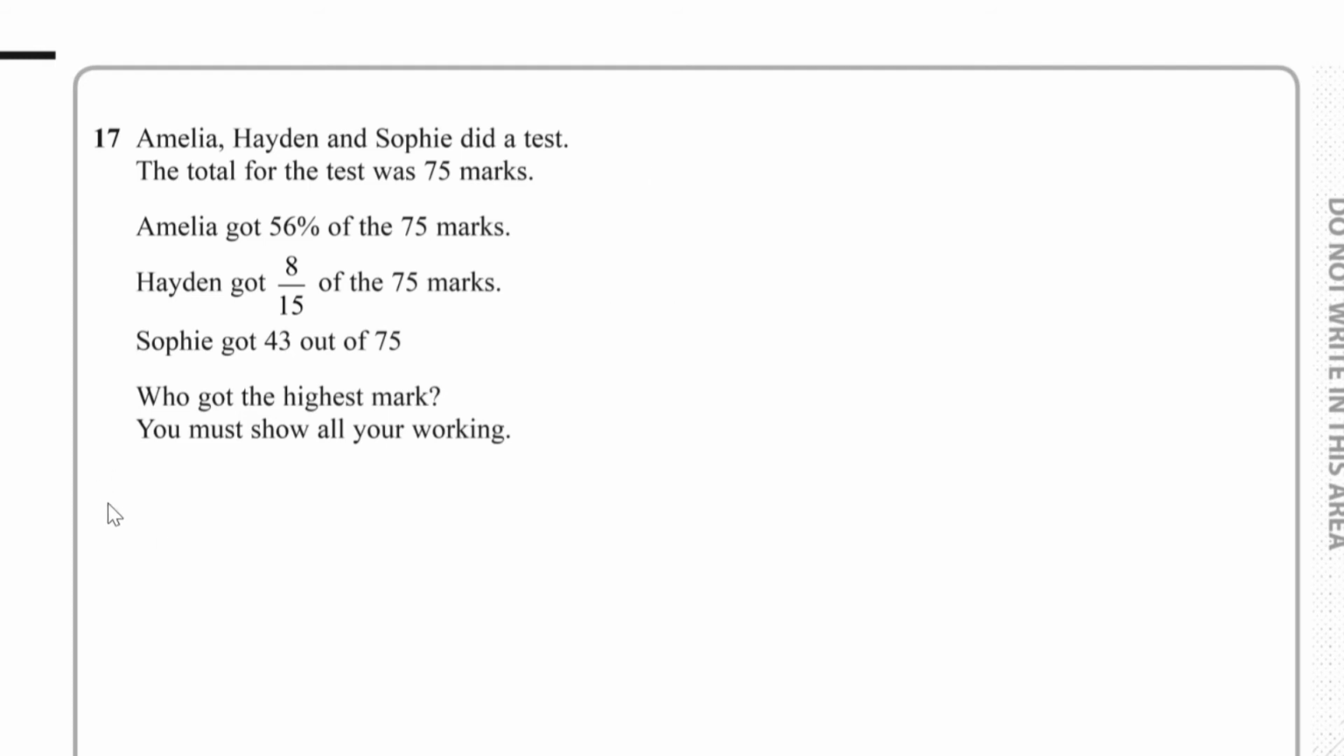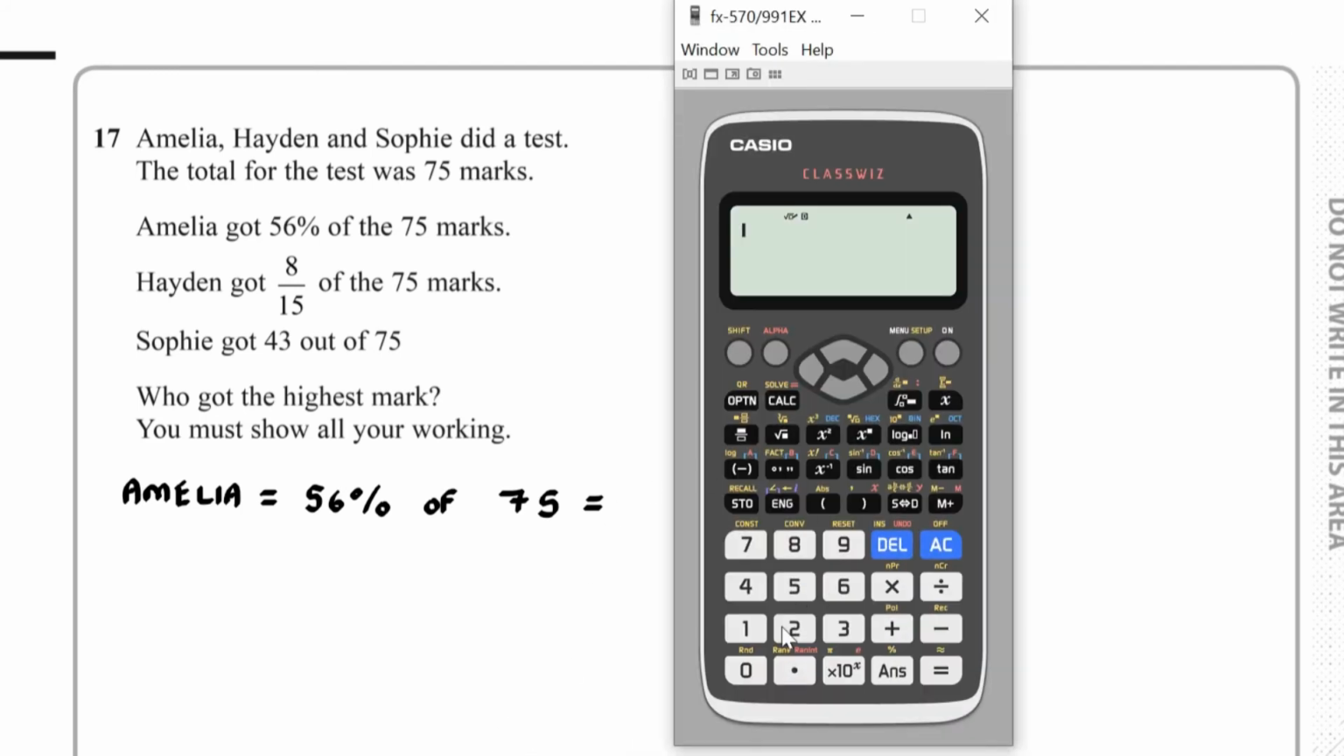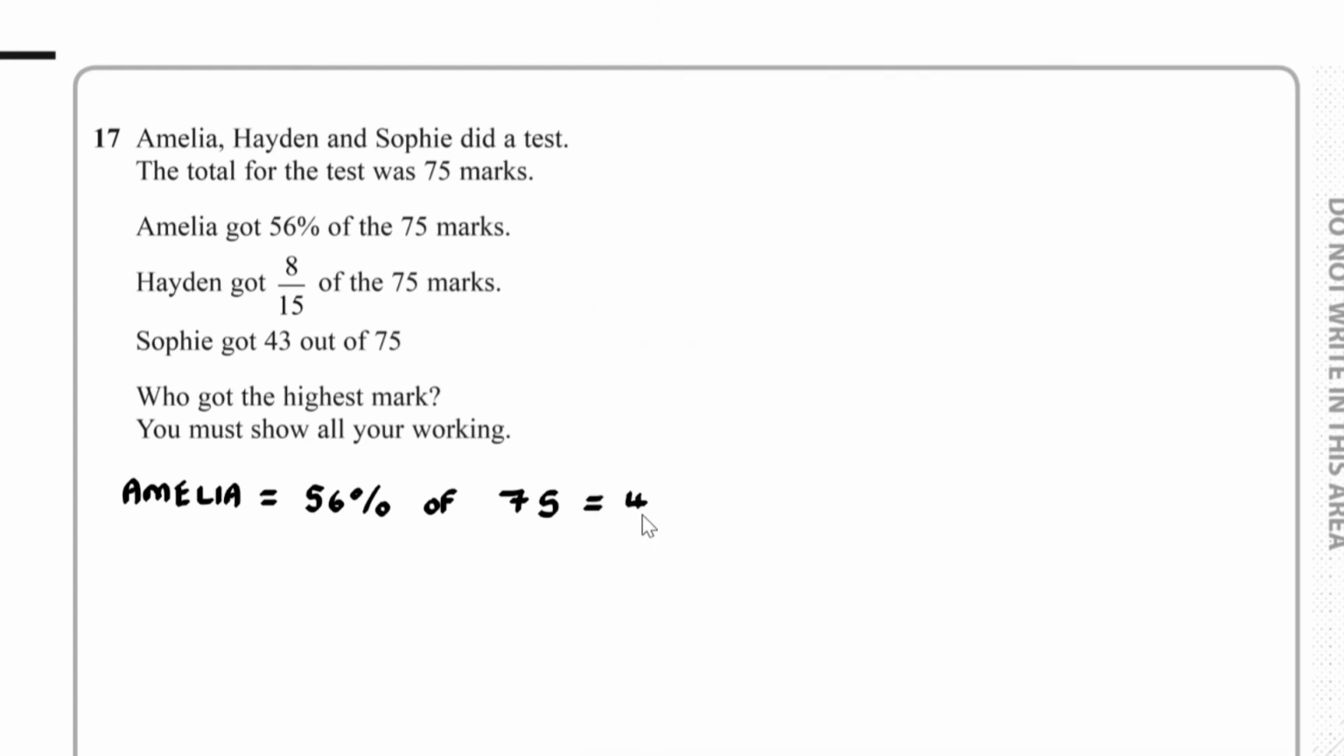You must show your working. Well, if I find out the mark that Amelia got, we've got 56% of 75. So if I work this out, what I need to do here is 0.56 times 75, we get 42. She got 42 marks.